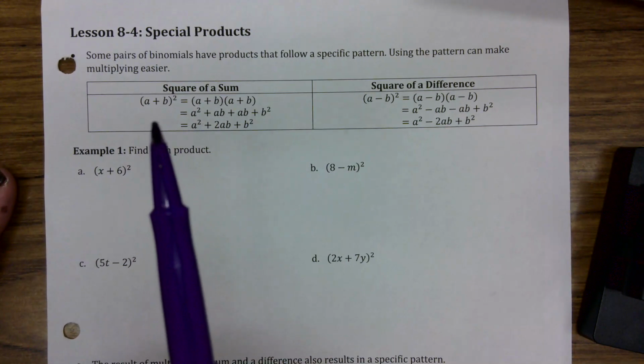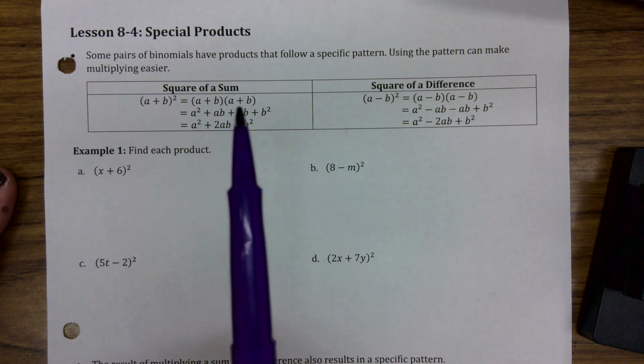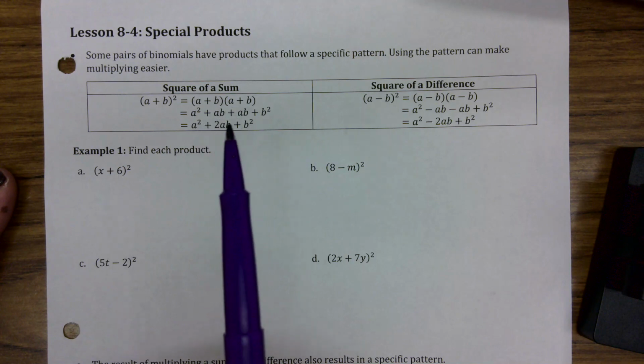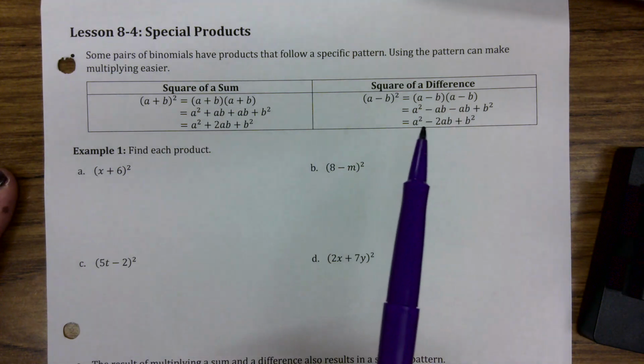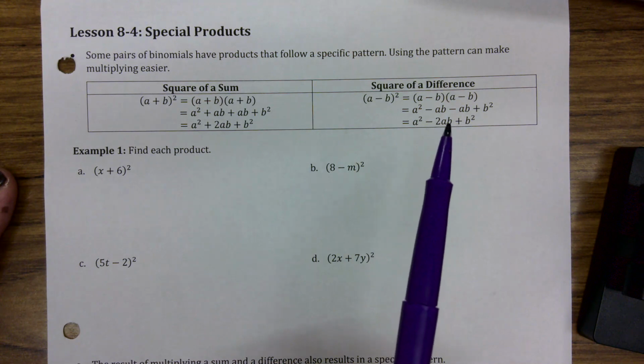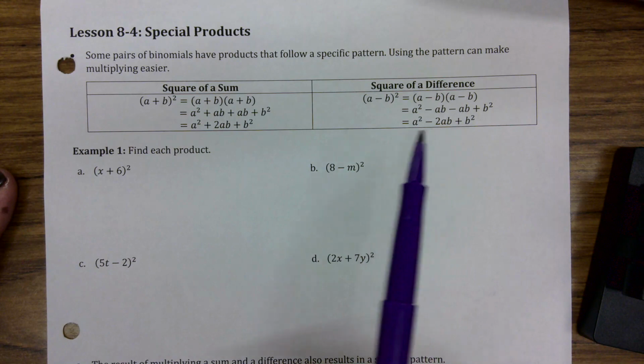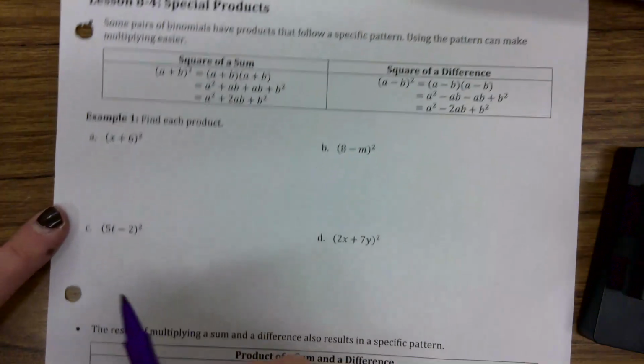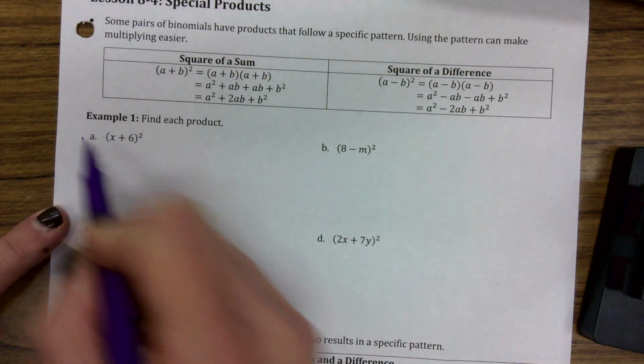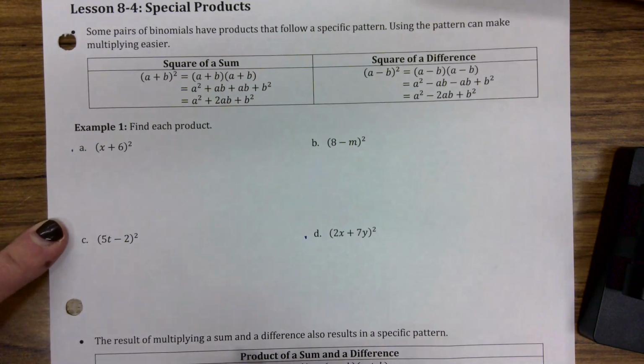If I have the same thing added, you get two in the middle that are the same and positive, but if they're subtracted, you get the same thing in the middle twice, but it's negative. So same thing, but the middle is negative versus positive. Let's deal with the positive ones first to show that.